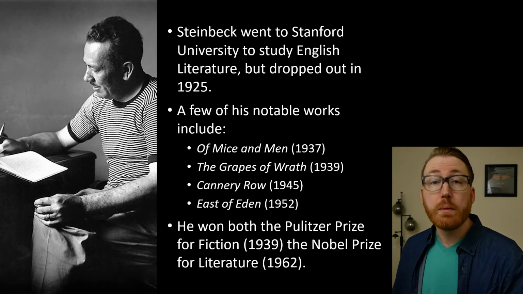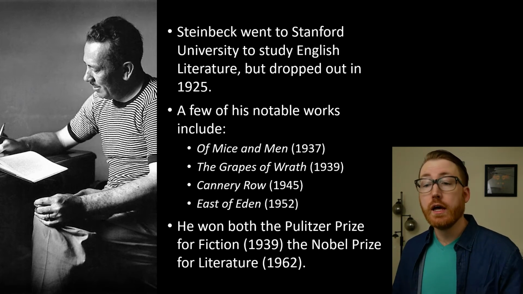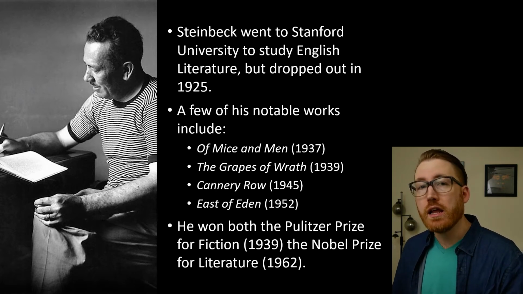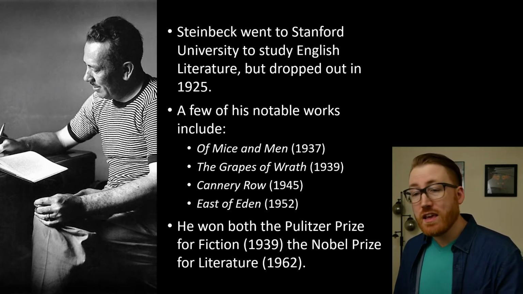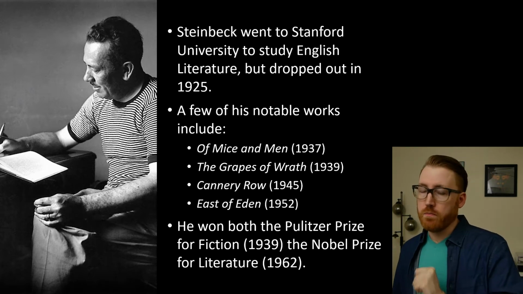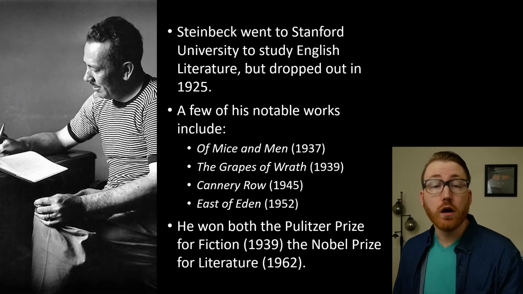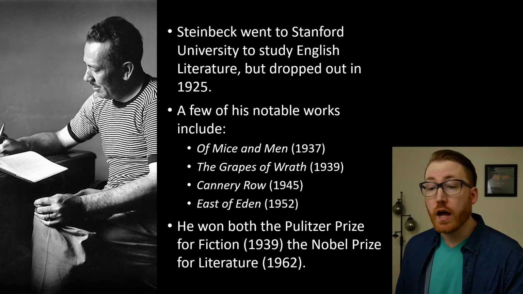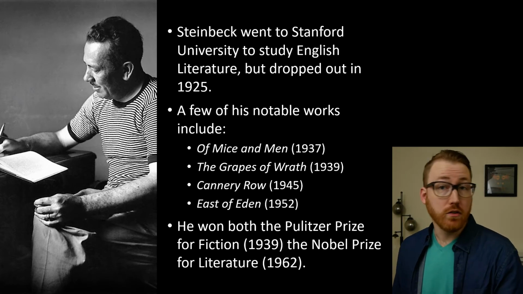He also wrote The Grapes of Wrath, which may very well be his most well-known story. That was published in 1939. And then he also wrote Cannery Row in 1945 and East of Eden in 1952, just to name a few. Steinbeck won the Pulitzer Prize for Fiction after the publishing of The Grapes of Wrath in 1939, and actually the Nobel Prize for Literature in 1962.